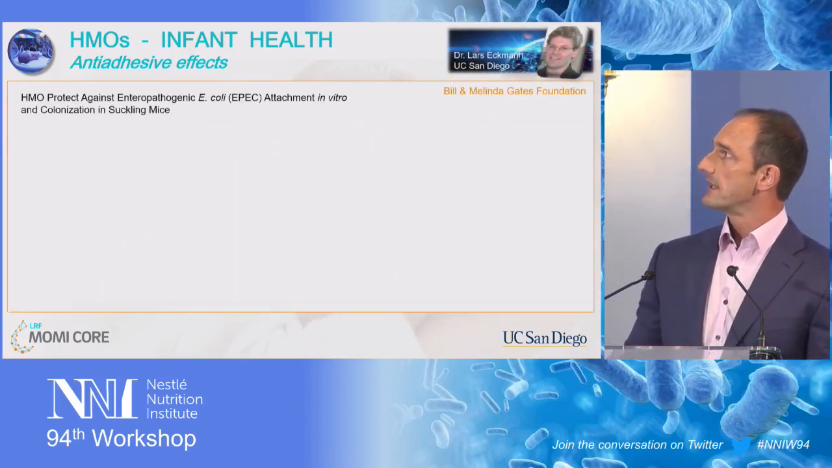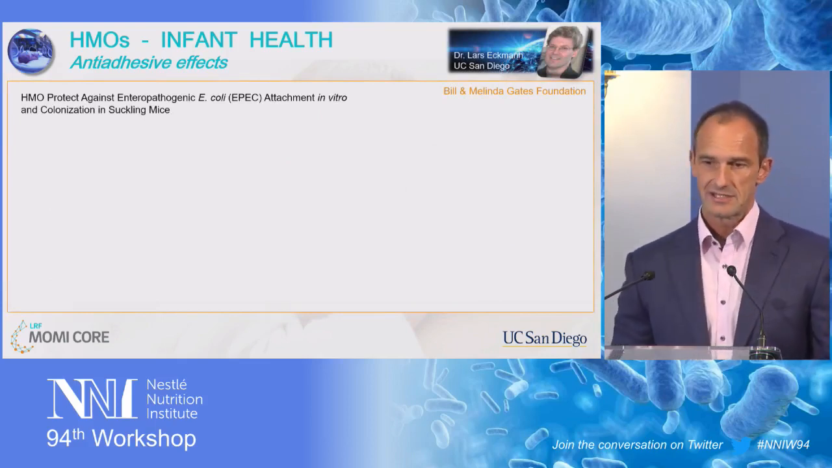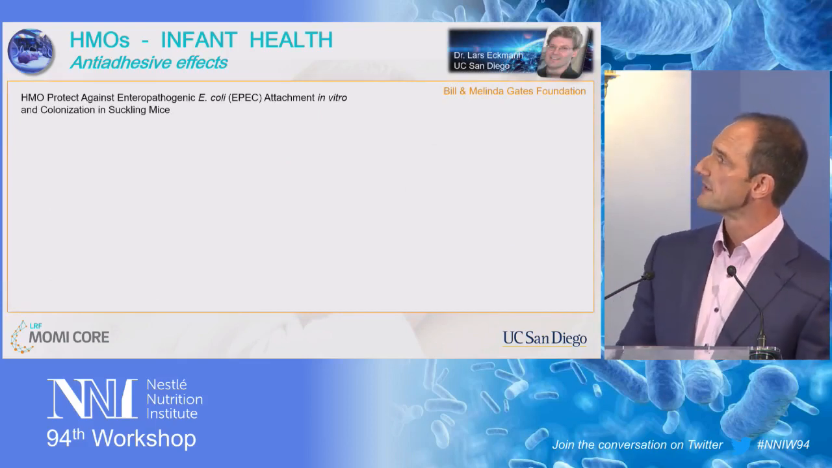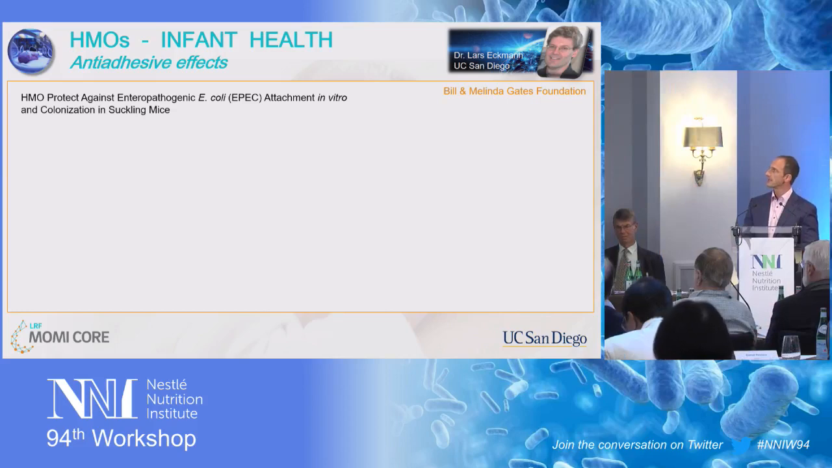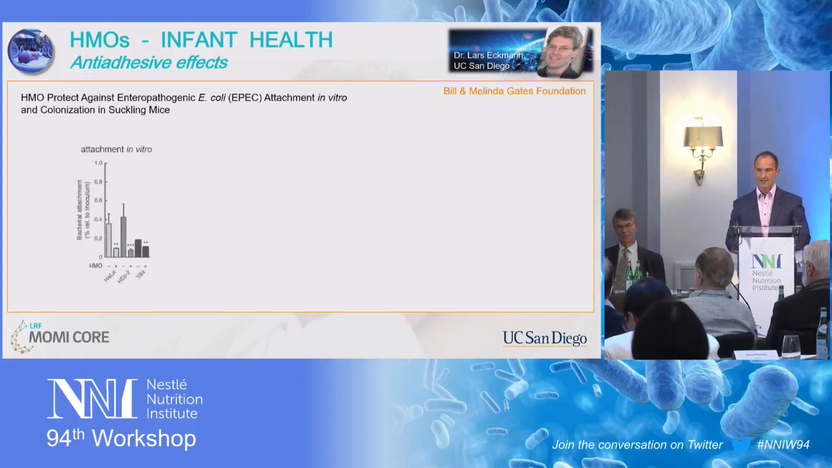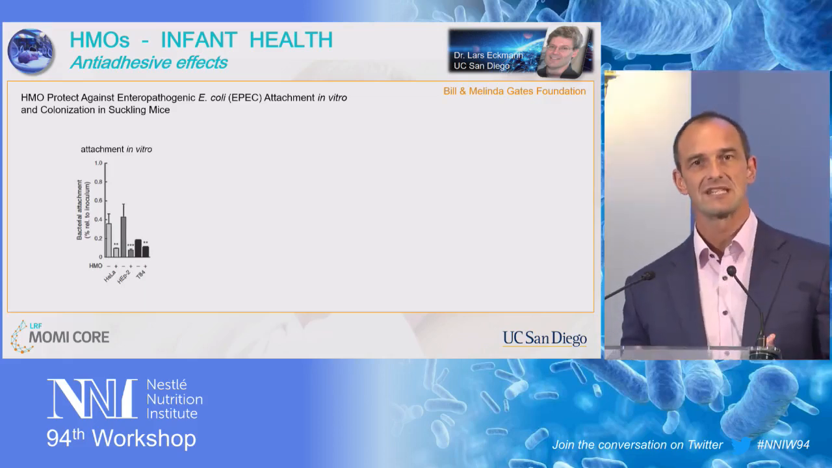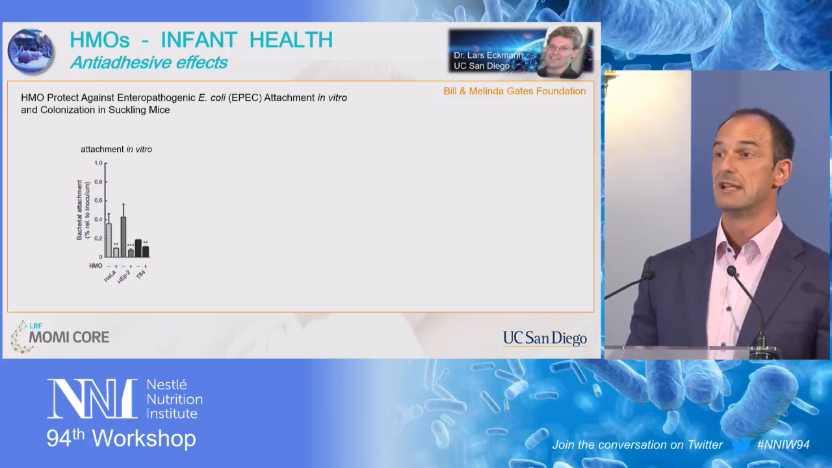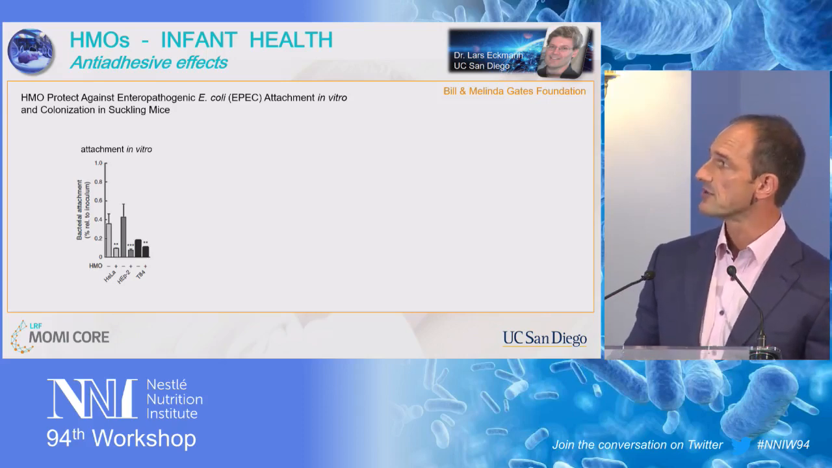There's one example here that we've done with Lars Ekman at UCSD, who sits right next to me in the office, funded by the Gates Foundation, where we specifically look at EPEC attachment. So that's enteropathogenic E. coli. And we found in tissue culture that in the presence of human milk oligosaccharides, EPEC attaches less to epithelial cells. Attachment is not a very good measurement for disease potential.